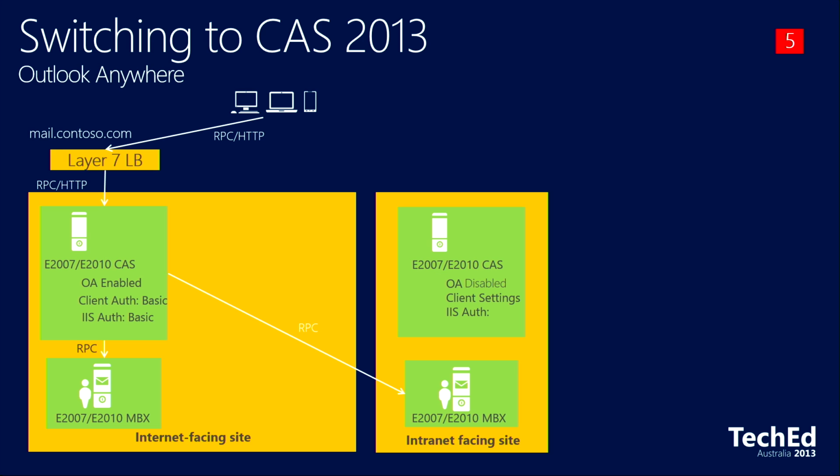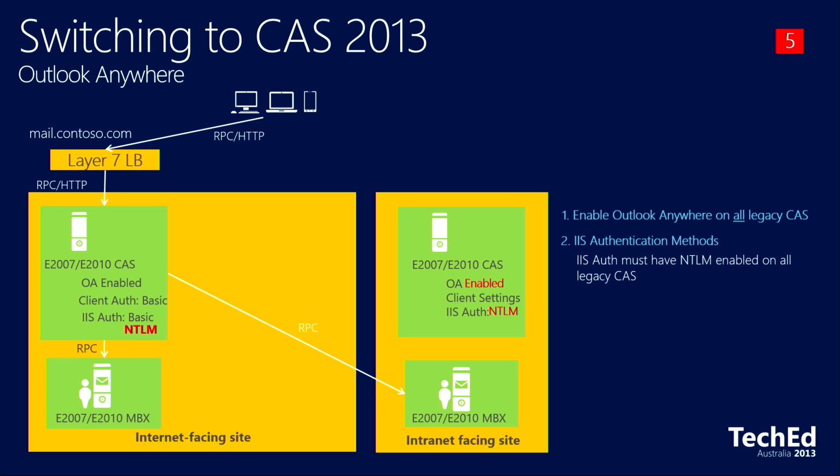Now, in terms of the switching, let's talk about Outlook Anywhere. You've got to enable Outlook Anywhere for all your clients, and you've got to also enable it on all of your legacy client access servers. So if you're not using Outlook Anywhere today and you're moving to Exchange 2013, you've got to start turning it on. You've got to get ready for the move. It's got to be on all your legacy servers, and of course, it will need to be on all of your new 2013 CAS servers as well.